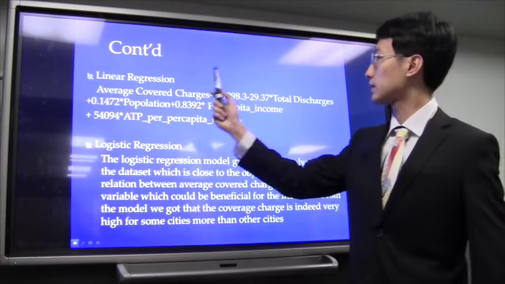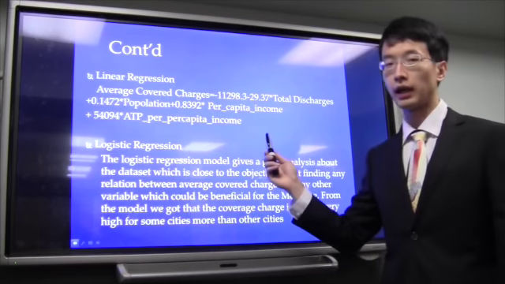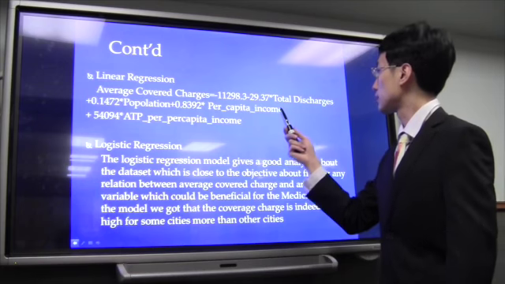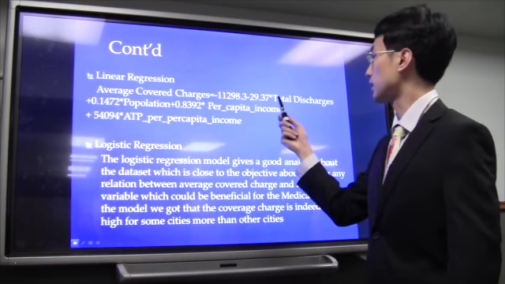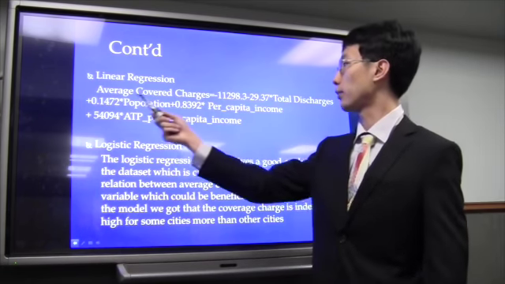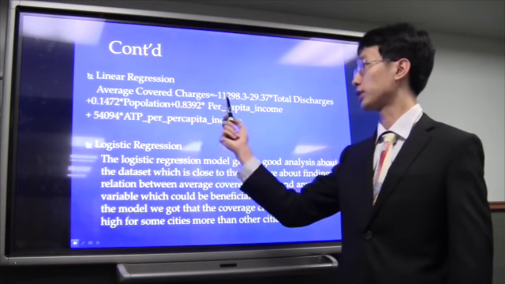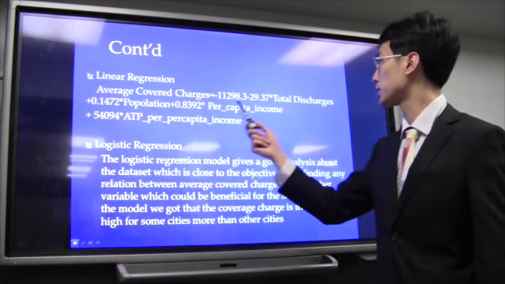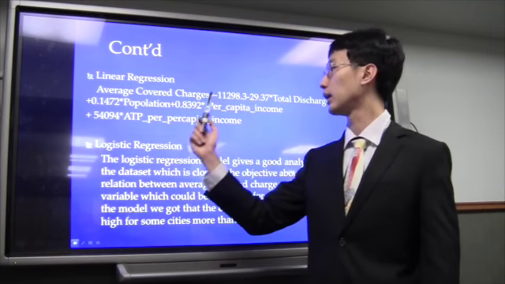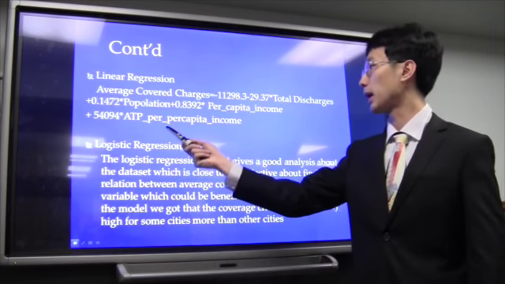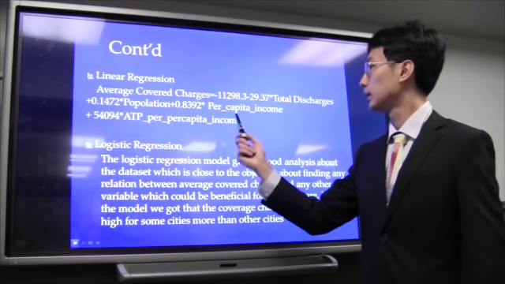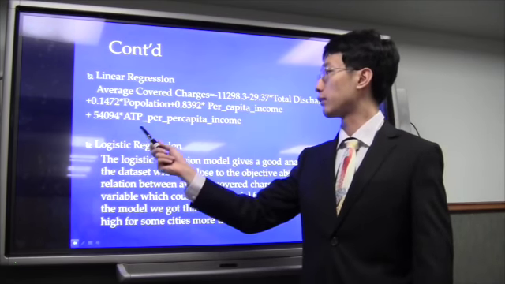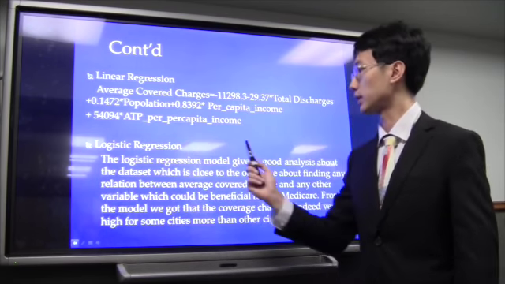Next, I'm going to talk about the linear regression model. We have this equation from this model, and we can see only the total discharges has a negative relationship to our objective, which is the average covered charges. All the other variables like population, per capita income, and average total payment divided by per capita income have a positive relationship to average covered charges.